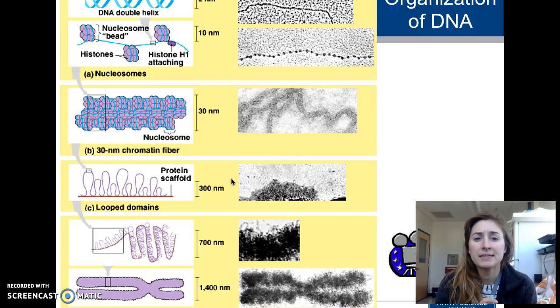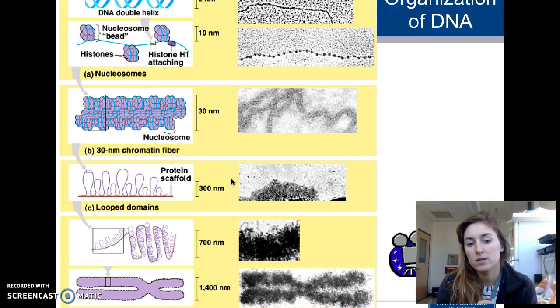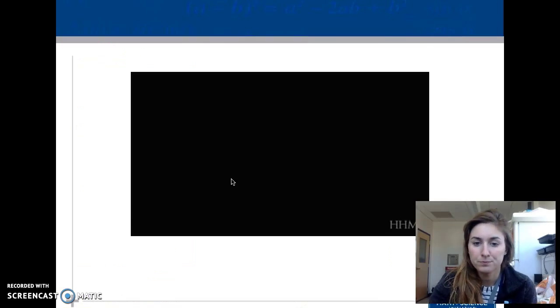Again, remember that my DNA is, during metaphase and during division, wound into chromosomes. We go from our double helix around histones to make nucleosomes, into chromatin. We make looped domains into supercoils, and we actually get our chromosome.